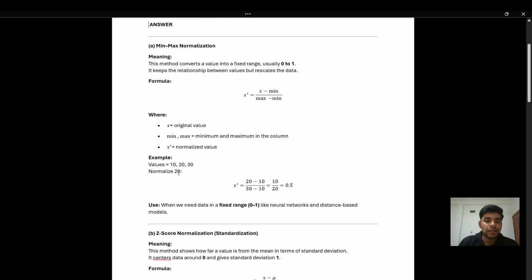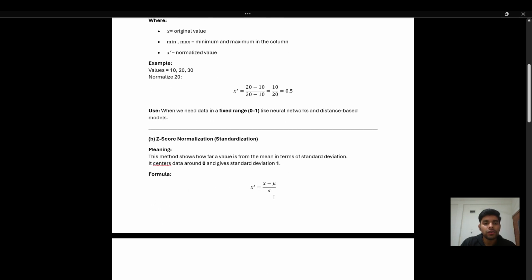And here we can see the example. We have given the values 10, 12, and 30, and normalized is 20. So calculating on putting the values in the formula, we have got answer is 0.5. We use this normalization method when we need the data in fixed range from 0 to 1, like neural networks and distance-based models.